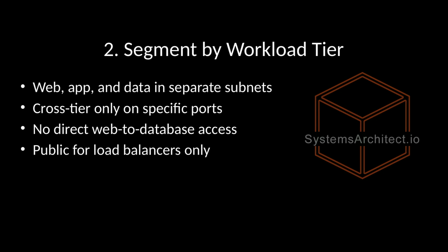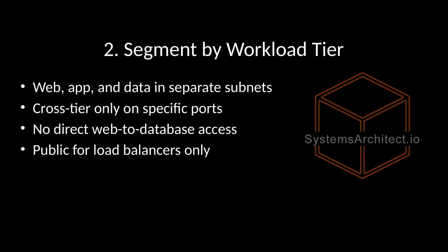Second, segment by workload tier. Split web or presentation, application logic, and data into their own subnets with rules that only allow the next hop on the right ports. What if the tiers share a subnet? If web, app, and database share one subnet, a compromised front end already sits on the database network. Web should talk to app on defined ports and never open database ports like 3306 or 5432 directly.